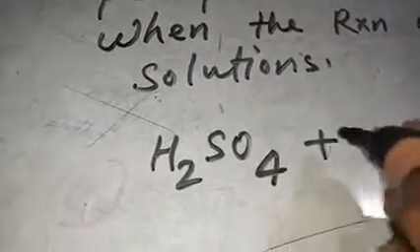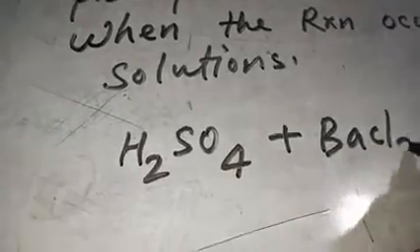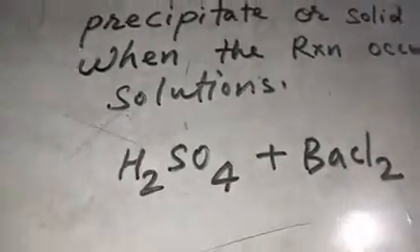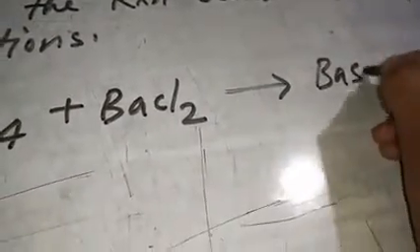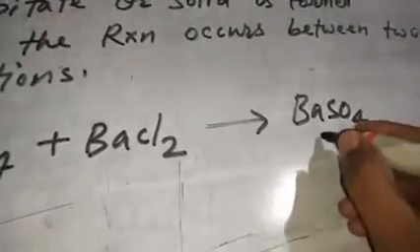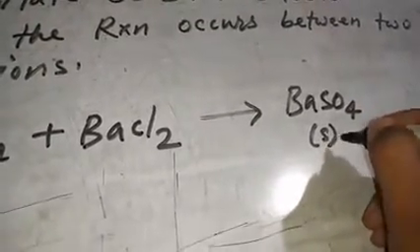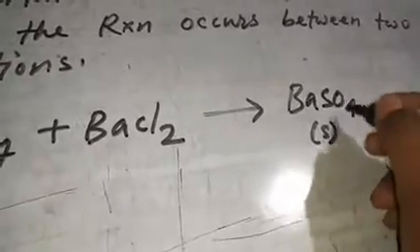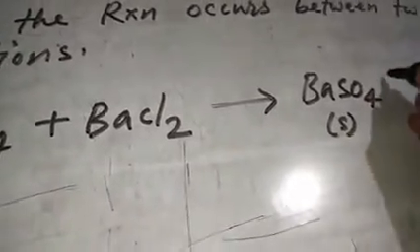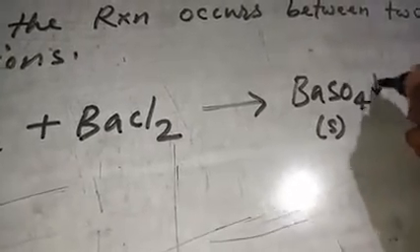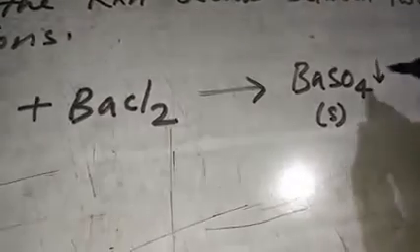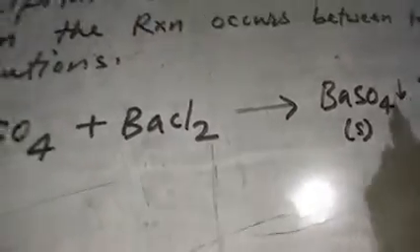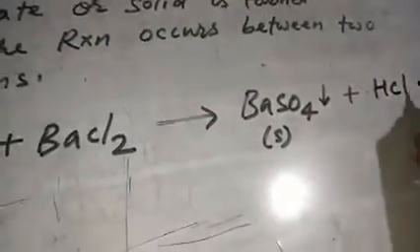H2SO4 plus BaCl2, sulfuric acid and barium chloride. It will form BaSO4, an insoluble solid. BaSO4 is a precipitate, and it is shown in a reaction by a downward arrow. Plus what will it form? It will form HCl, hydrochloric acid.